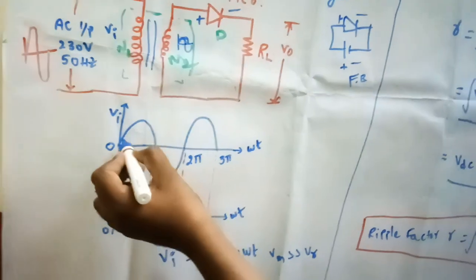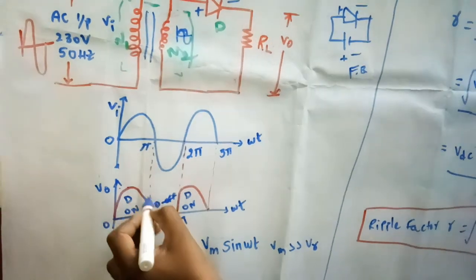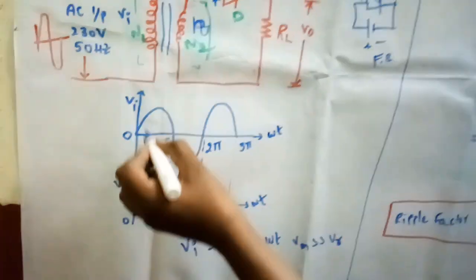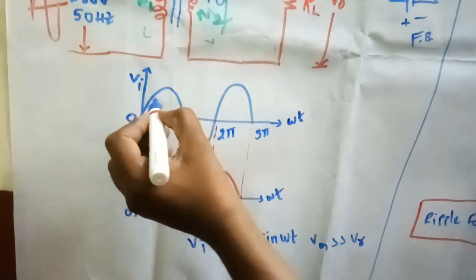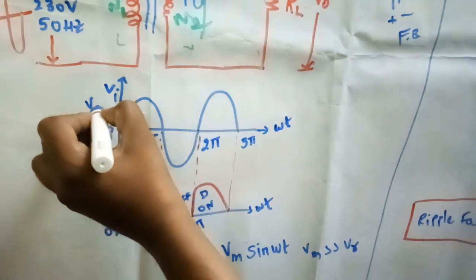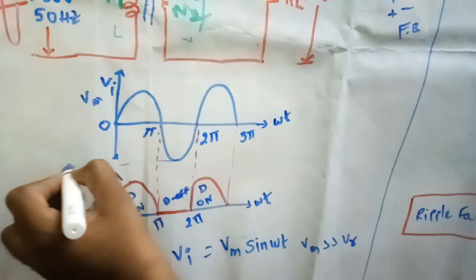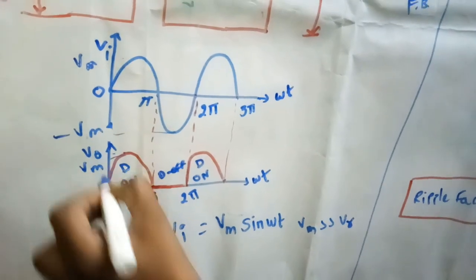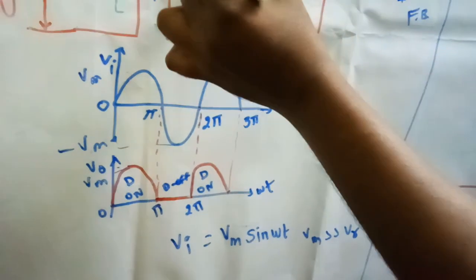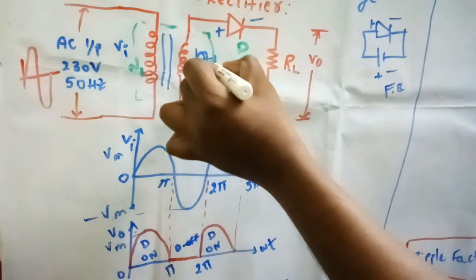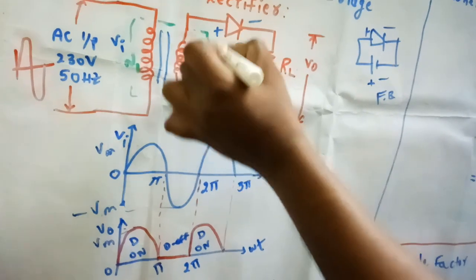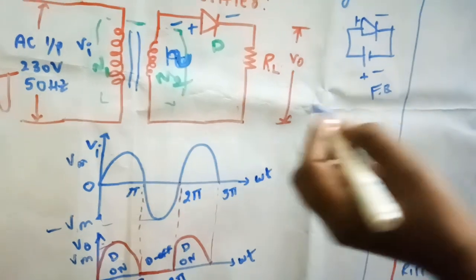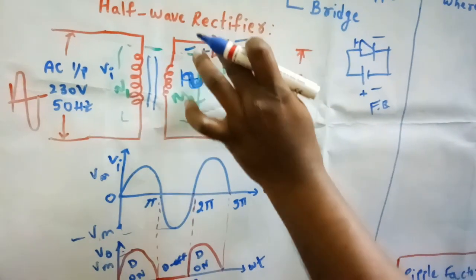Then for the positive peak the diode is on, and we get the same input as the output. Whatever the input, we get it as the output. Let me take this as Vm and this as minus Vm. Then Vm you get as it is, so the output is Vm. Then, for example, I am applying a negative signal. Negative is connecting to the positive of the diode, so the diode is in reverse bias. So the diode does not conduct, it is an open circuit.